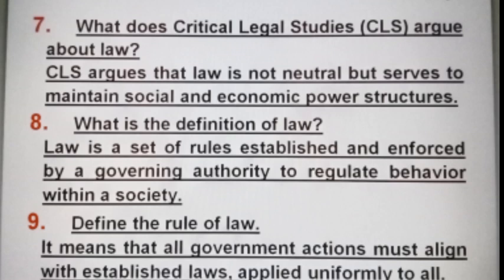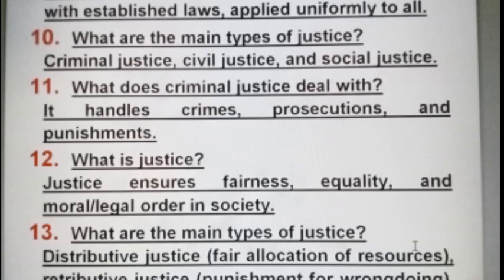Define the rule of law. The rule of law means that all government actions must align with the established laws applied uniformly to all. What are the main types of justice? Criminal justice, civil justice, and social justice. What does criminal justice deal with? It handles crimes, prosecutions, and punishments.